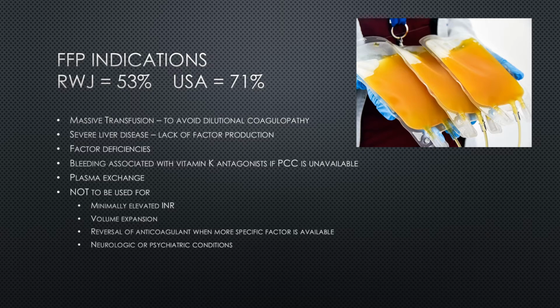So if the INR is minimally elevated in the 1.3 to 1.7 range, usually FFP administration will not help because the INR of FFP itself is around 1.3. It should not be used in volume expansion. There are other non-blood products, such as albumin, that can be better suited for volume expansion.